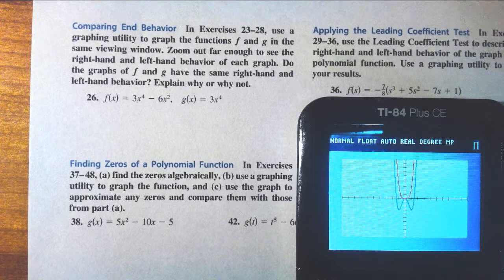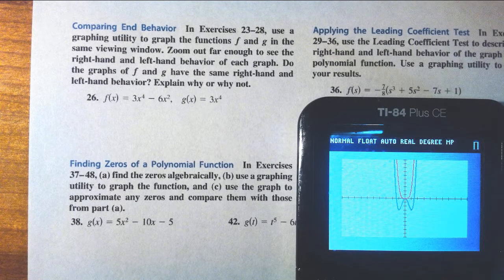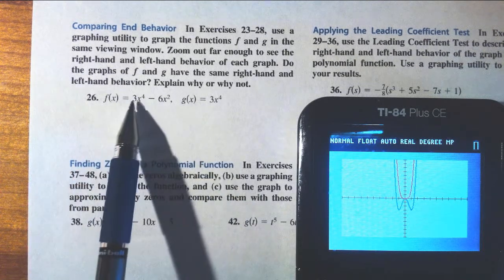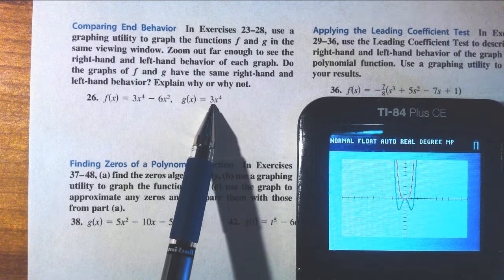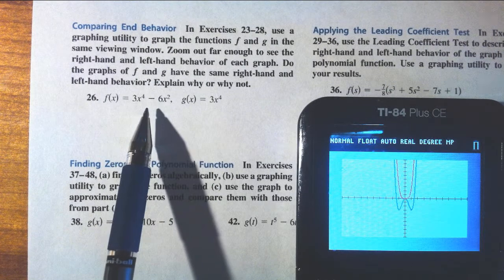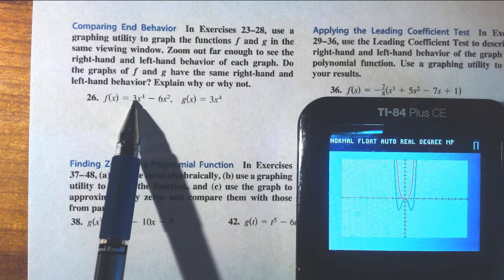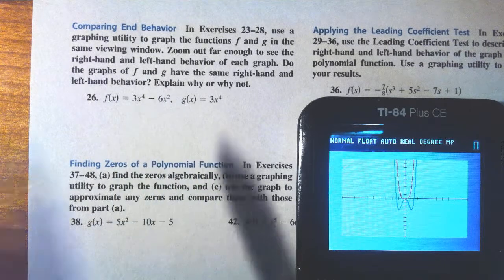So there are some similarities. It says zoom out far enough to see the right-hand and left-hand behavior of each graph. Well, it seems to me both graphs are going to rise to the right and fall to the left. Do the graphs have the same right and left-hand behavior? Explain why or why not. Well, the lead coefficient in both cases is positive, not only positive but positive 3, and they're both even degree. They're both 4th degree. Therefore, they're the same.